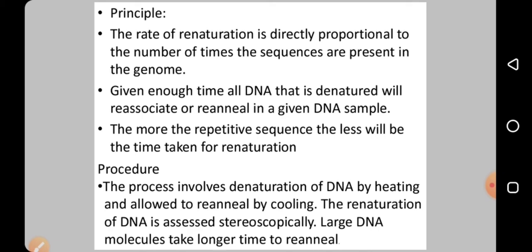The renaturation of DNA is assessed spectrophotometrically. Large DNA molecule takes longer time to re-anneal. That means if a molecule is very large, it takes longer time to join. If it is a simple single copy DNA, the time is less. If a smaller DNA, time is less. If it's a bigger DNA, the time needed is more, because whatever you unzip, you have to zip it back. So unzipping means opening all hydrogen bonds. Then these hydrogen bonds have to form again, so more time is needed in the case of a very lengthy double stranded DNA.